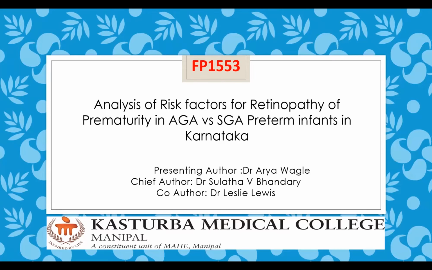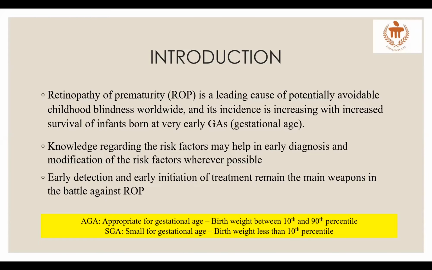Retinopathy of prematurity is a leading cause of potentially avoidable childhood blindness worldwide, and its incidence is increasing with increased survival of infants born at very early gestational ages. Knowledge regarding the risk factors may help in early diagnosis and modification of the risk factors wherever possible. Early detection and early initiation of treatment remain the main weapons in the battle against ROP. AGA stands for appropriate for gestational age, and their birth weight falls between the 10th and 90th percentile for that gestational age.